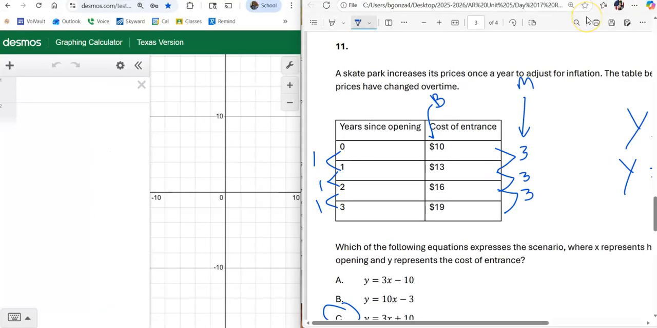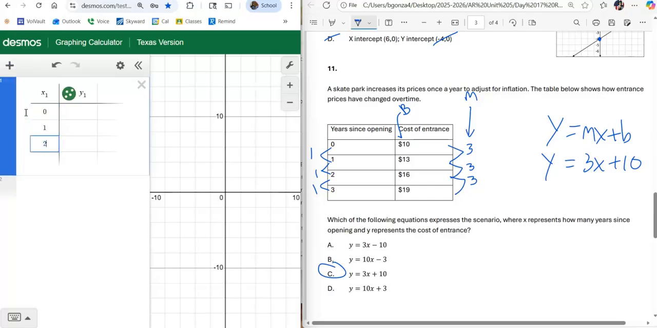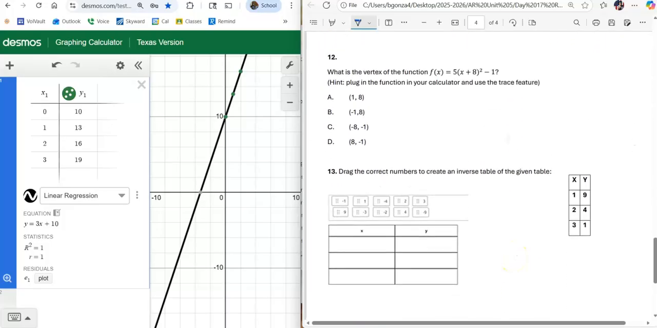However, I want you to know how to get this easy in your calculator. So you go to Desmos, you hit the plus sign to add a table. You just type it in 0, 1, 2, 3, 10, 13, 16, 19. Okay. And then this little magic button right here, add regression, it'll start off linear and it'll tell you 3x plus 10. The last one's number 12.